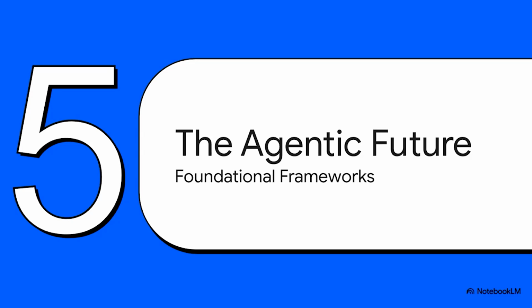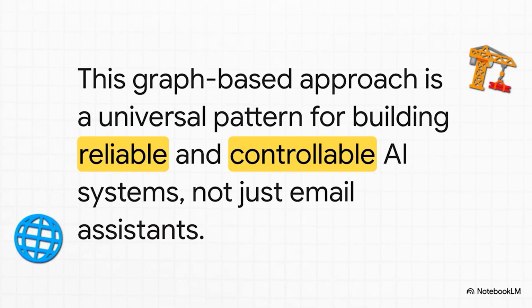So we've seen how this works for one email assistant, but the implications here are so much bigger. This isn't just a clever trick for one application. This is a fundamentally new way of building AI systems. And it's so important to understand that this graph-based flowchart-style approach is a universal pattern. You could use this to build a data analysis agent, a research assistant, a personal finance bot, pretty much any complex multi-step process that needs to make decisions, use tools, and remember things.